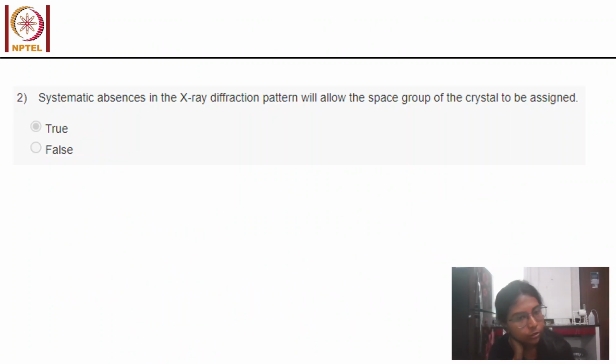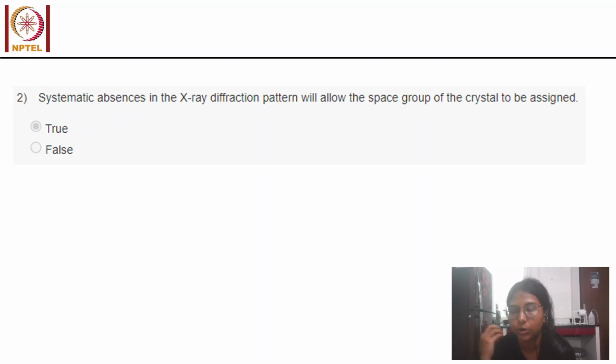So now we come to the questions. The assignment questions. The first question related to systematic absences was that systematic absences in the X-ray diffraction pattern will allow the space group of the crystal to be assigned. So which is true? Because when we take the X-ray diffraction pattern, you have learned from the concept of reciprocal lattice and Ewald sphere that no matter whether the crystal structure is centrosymmetric or non-centrosymmetric, the diffraction space is always centrosymmetric.